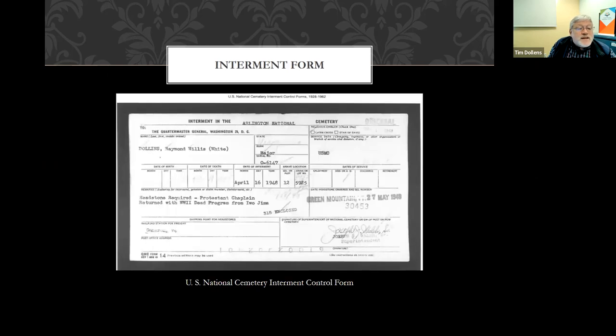Now, here's an interment in Arlington National Cemetery of a distant relative, a Raymond Willis Dollens. Again, you've got all these reports and you've got someone signing off on it. And you notice that it says religious emblem. It says the Latin cross, the Star of David. So you might find the religious affiliation of a person, but you're certainly going to get the name of the company they served in and their death date and often their birth date and what state.